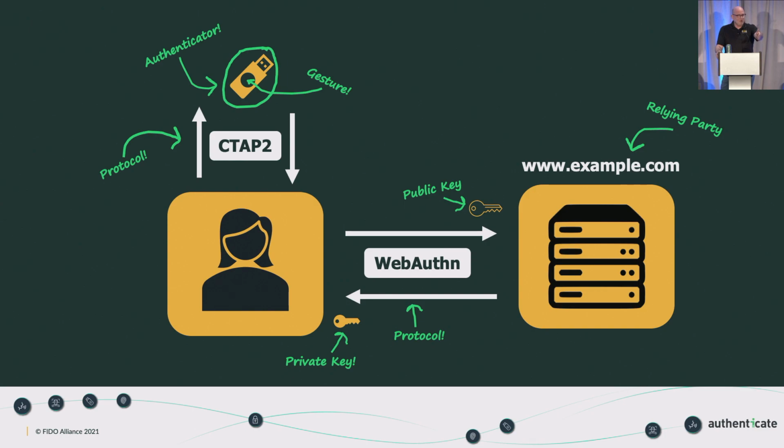It uses the CTAP protocol to talk to whatever device the user is using. Then you have WebAuthn, which sits between the user's browser and the relying party, example.com, the service provider that's going to rely on or depend on this authentication. It's the in-between point, and it's where the private key is used and the public key is shared with the relying party. Again, to emphasize very strongly, the private key never leaves the authenticator. That's a really important concept here.